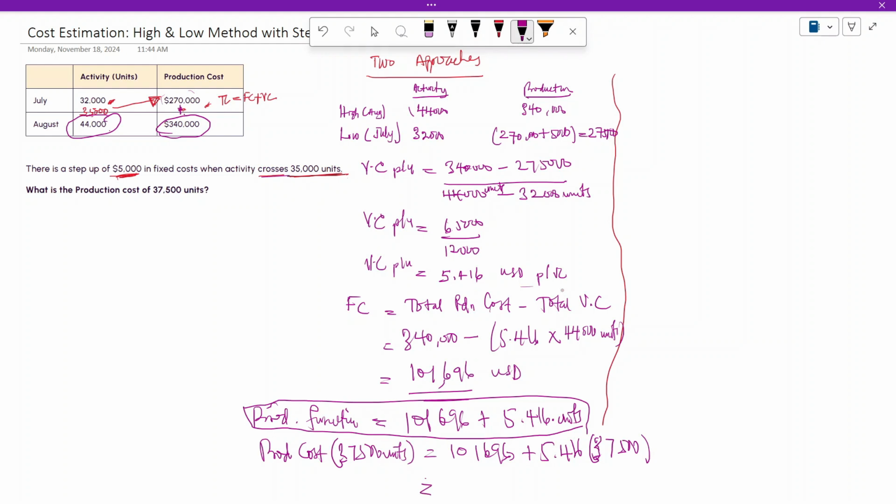So that is going to give us 304,796 US dollars. So that is the first approach that we are going to use. Now let's look at the second approach.